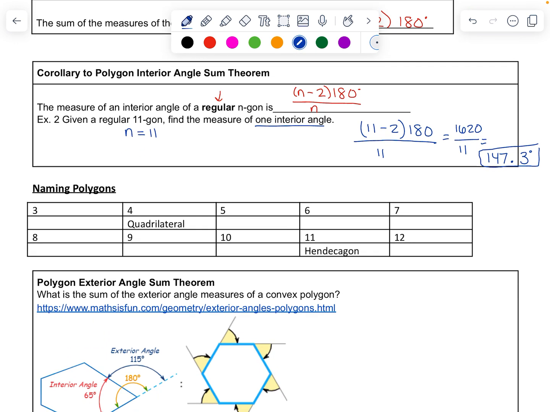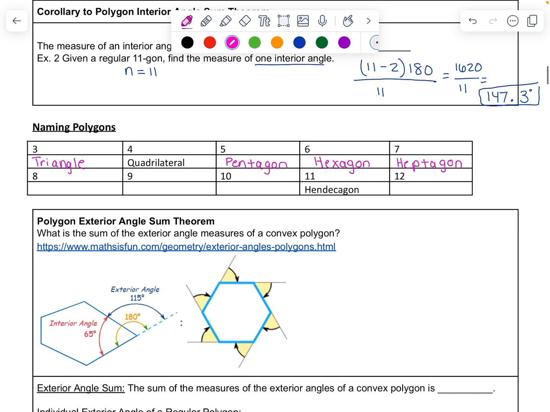So some of these types of things you probably have heard of before. This is about naming polygons. Polygon just means something with many sides. A 3-sided figure is called a triangle. 4 sides, quadrilateral. 5 sides we call a pentagon. 6 sides is called a hexagon. 7 is called a heptagon, and I've also seen heptagon written as septagon with an S instead of an H. I did Google and both are acceptable. 8 is called an octagon.